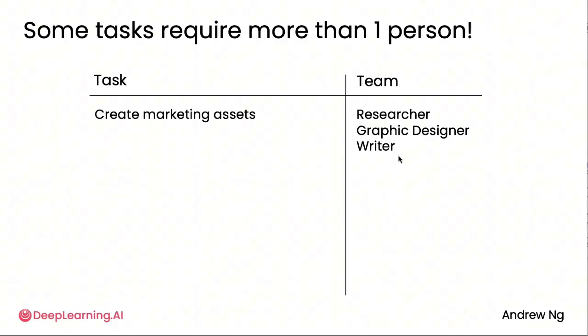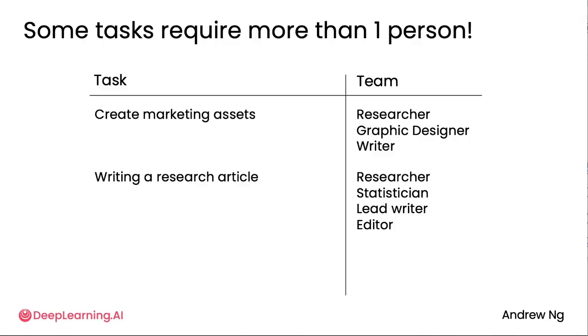Or to write a research article, you might want a researcher to do online research, a statistician to calculate statistics, a lead writer, and then an editor to come up with a polished report. Or to prepare a legal case.